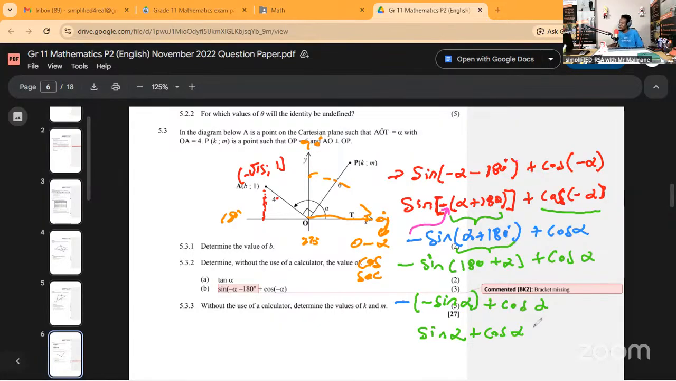Some of you might be happy with what you had. Some of you, the signs here and there could be off. Let me tell you something: to be honest, I'm so proud that most of you got minus sine x plus cos x.